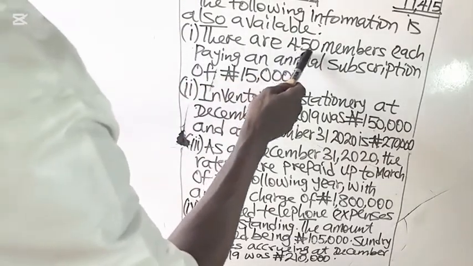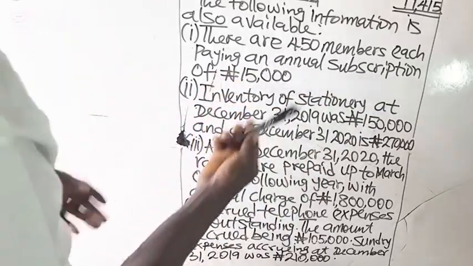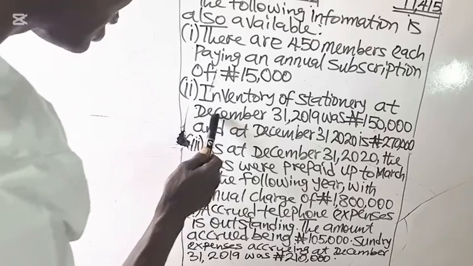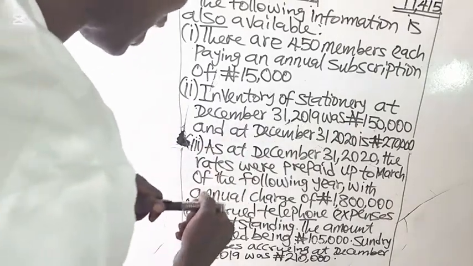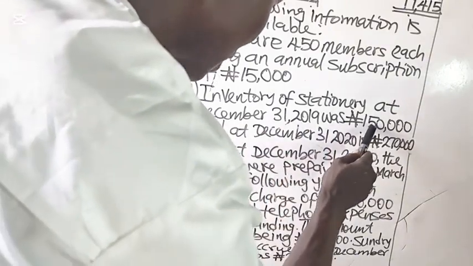There are 450 members, each paying annual subscription of 15,000. So this is not opening. Inventories of stationery at December 31st, 2019. So the 2019 relates to the opening entry. So we have 150,000.